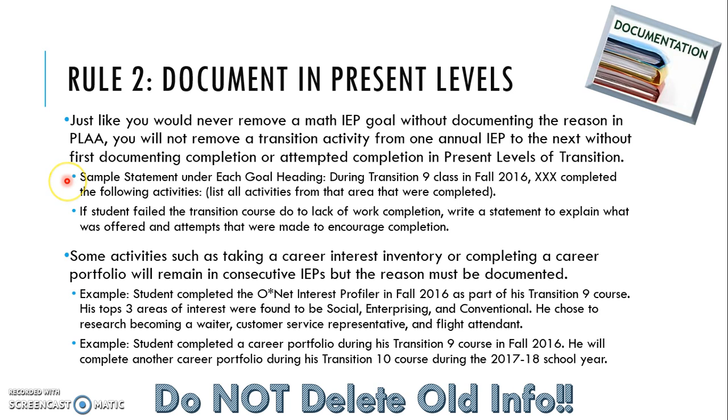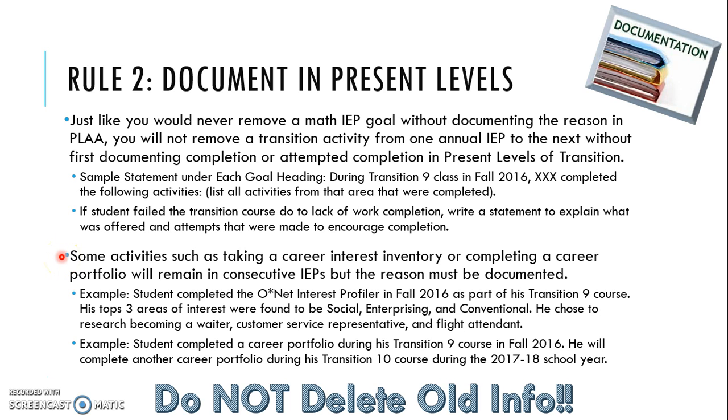So a sample statement under each heading would be, during the Transition 9 class in fall 2016, so-and-so completed the following activities, and you list them in there. If the student didn't do his work in the transition class, you can write a statement saying that he was offered the opportunity to learn all of these skills and attempts were made to encourage the completion, but they did not complete the assignments.